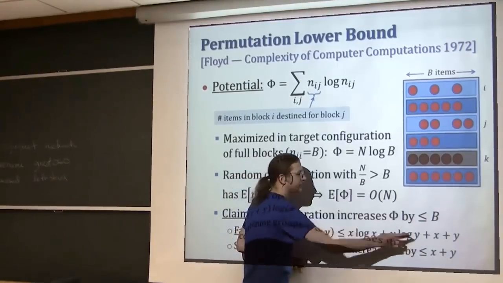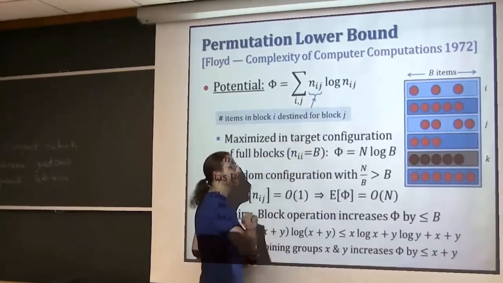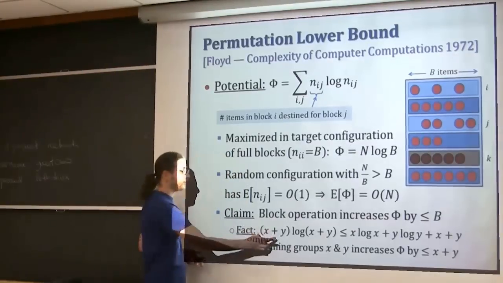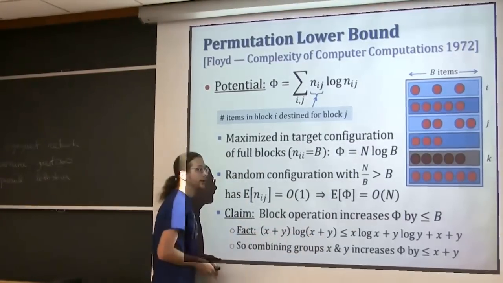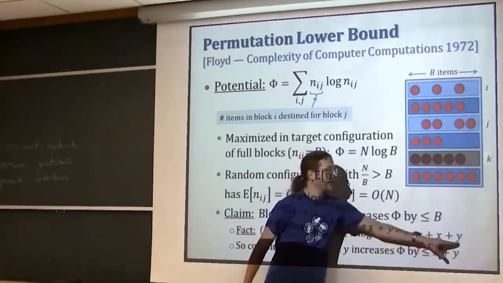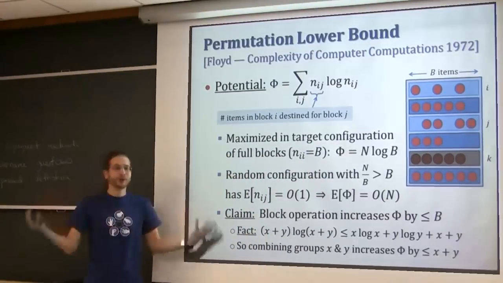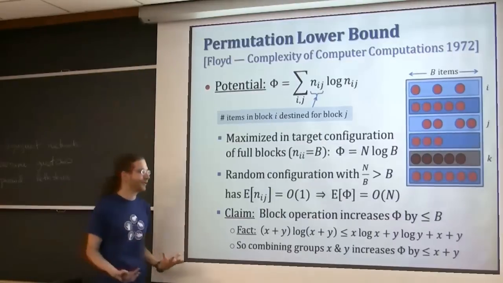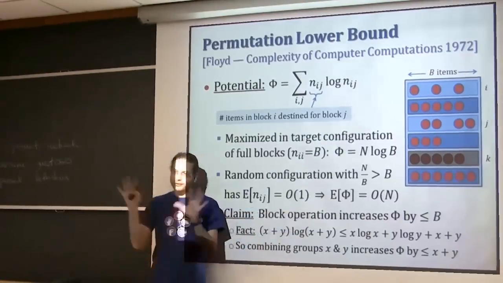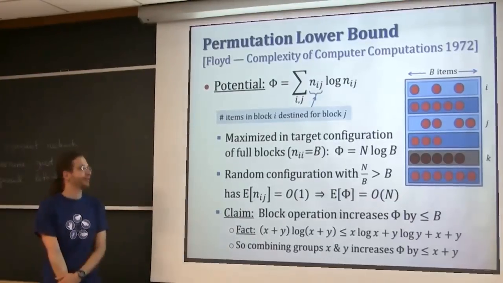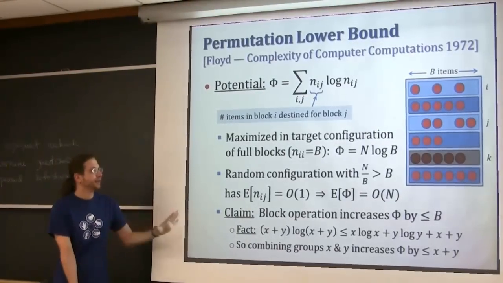So if you have two clusters, x log x and y log y, contributing to this thing, and you merge them, then you now have this potential. And the claim is that it could have only gone up by x plus y. And when you're moving b items, the total number of things you're moving is b, so you can only increase things by b. So that was a quick sketch of this old paper. It's a fun read, quite clear, easy argument.